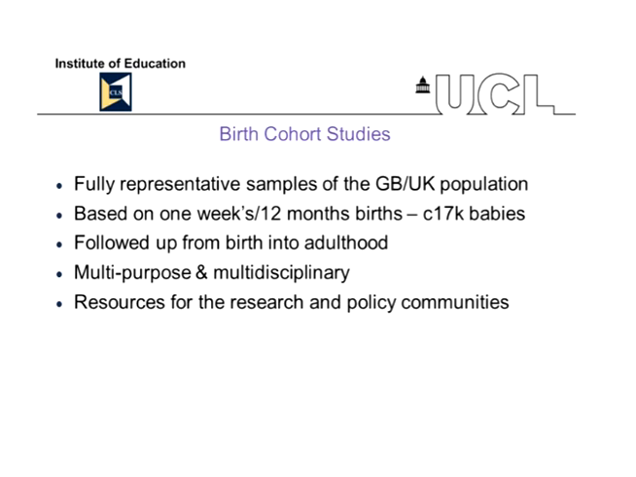The birth cohort studies all share some common characteristics. They're all fully representative of the GB or the UK population. NCDS and BCS70 are both based on 1 week's births, in 1958 and 1970. The MCS is based on births which were spread over a whole year in particular areas. All of the studies are also very large and started off with around 17,000 babies. And they all aim to follow participants from birth into adulthood with the broad aim of seeking to understand how experiences and circumstances at one stage of life have an impact on achievements and circumstances in later life. The studies are all very much multi-purpose and multidisciplinary, and as we'll go on to see, they cover a huge variety of topics, and importantly, they are there as resources for research and policy communities.